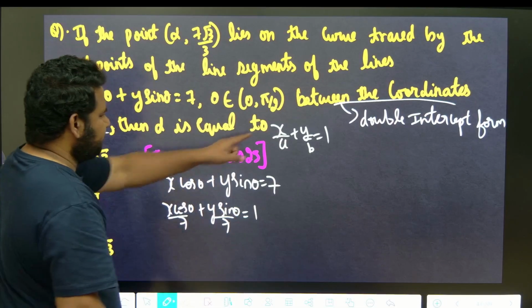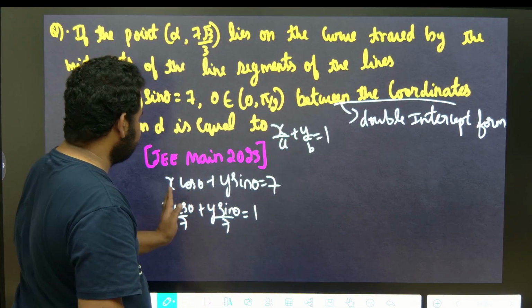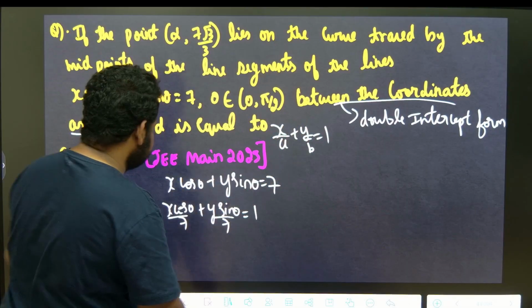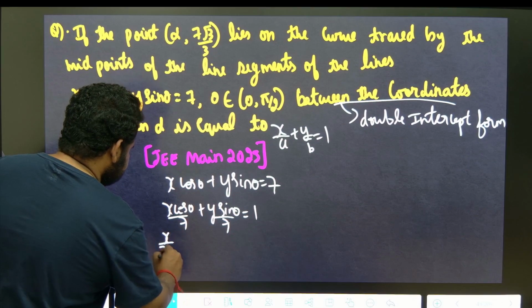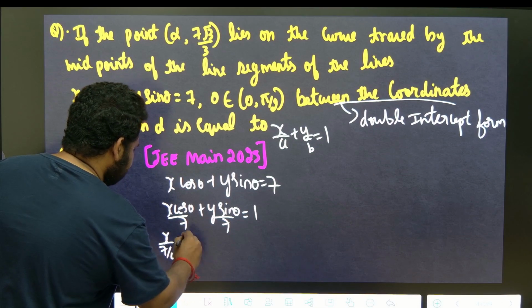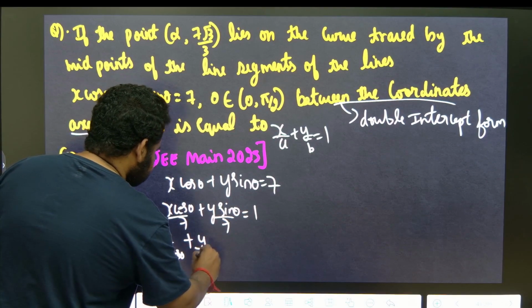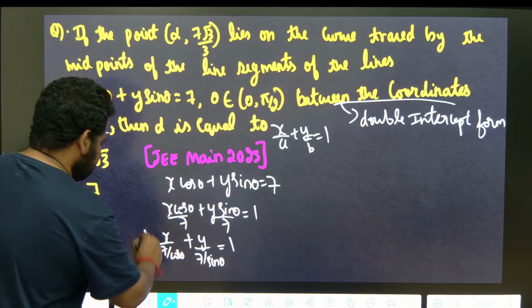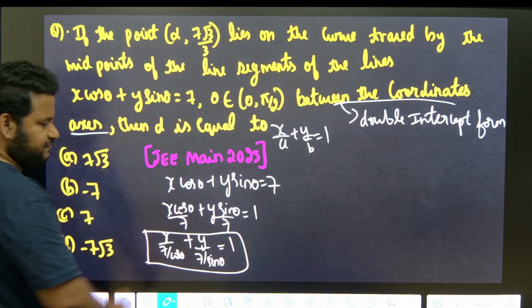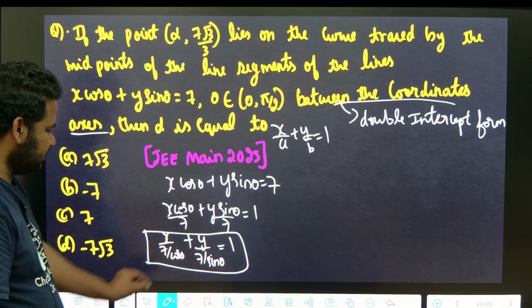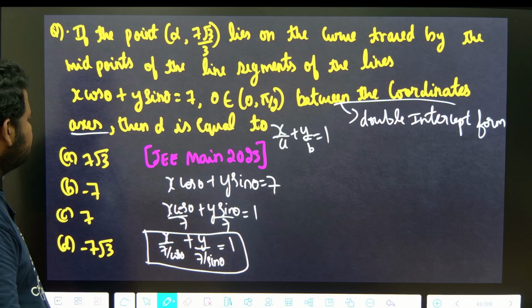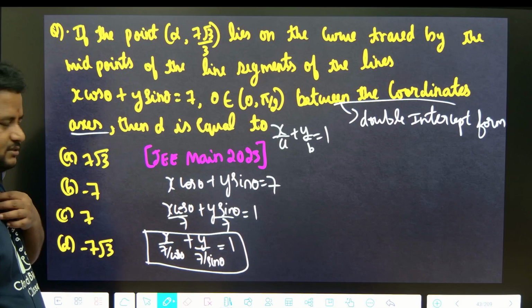But here I am having x cos theta and y sin theta. I want only x, I want only y. So this I can make as x by 7 by cos theta, I can send cos theta down, plus y by 7 by sin theta, is equal to 1. Like this I can write it. This is the double intercept form I have. A is equal to 7 by cos theta and B is equal to 7 by sin theta.